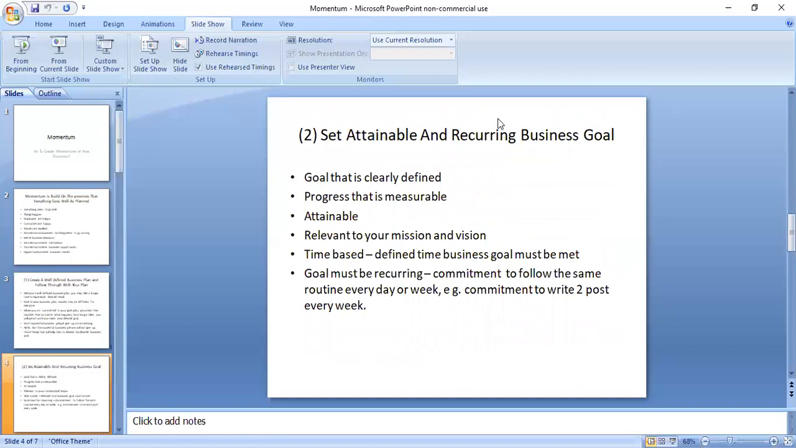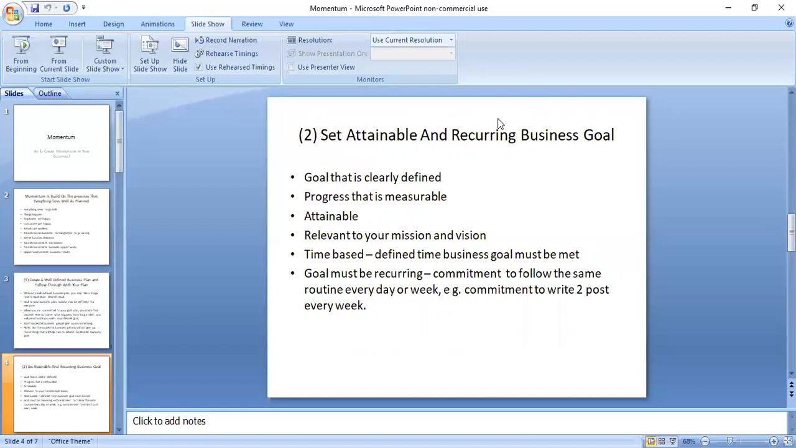Set attainable and recurring goals. Now, your goal must be clearly defined. It must be measurable. It must be attainable. And it must be relevant to your mission and your vision. When you set your goal, be certain that it has all of these components and elements. Because you have a mission, a drive. But with that mission, you also have a vision. That vision is the insight that you have in order to accomplish what you set off to accomplish.